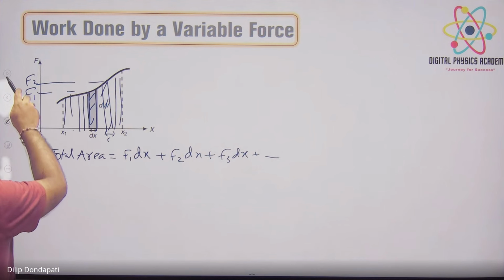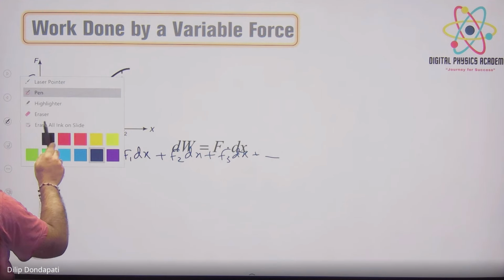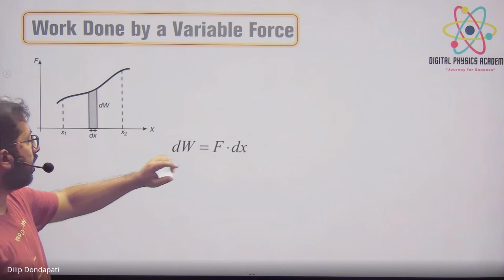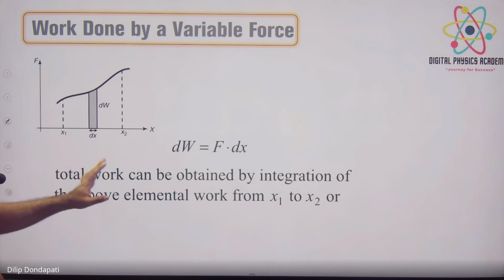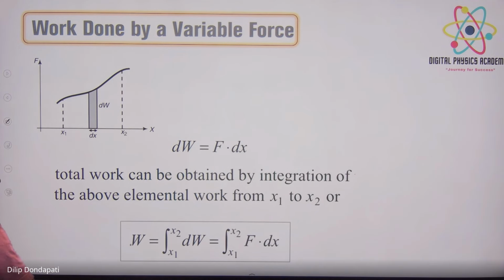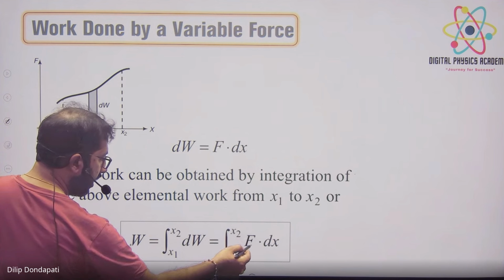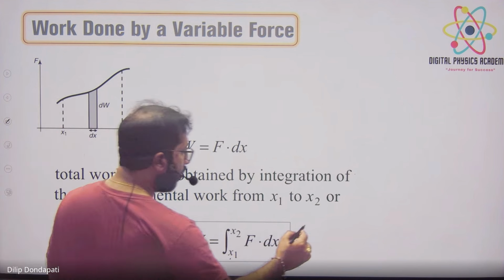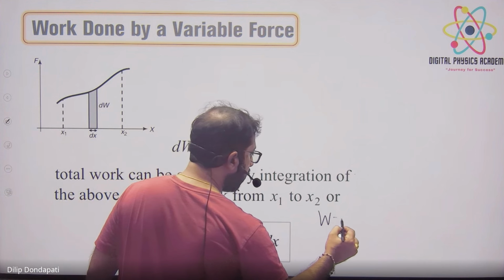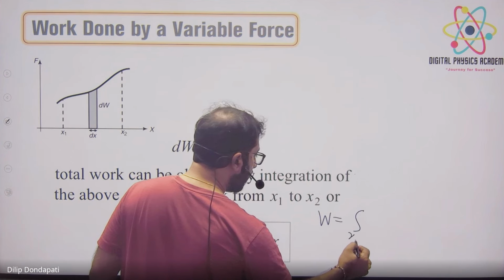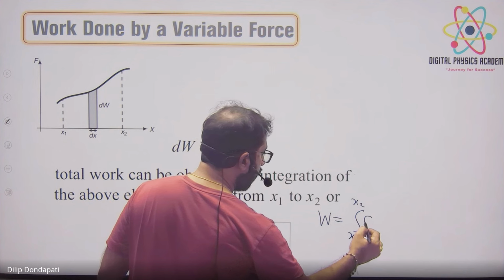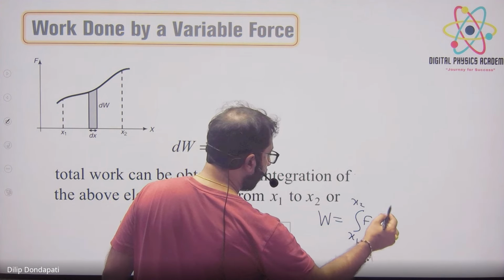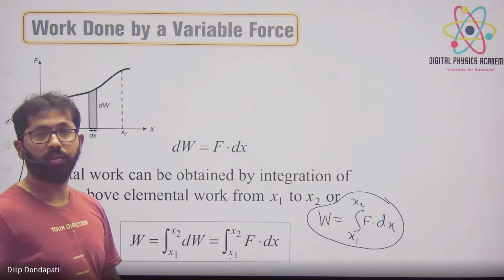How will we find the total work done? Simply, f dot s is a small work done. For the total work done, we have to integrate that small work done from x1 to x2, f dot dx, and we'll get the work done. So whenever the force is variable, use this formula: W is equal to integral x1 to x2 f dot dx. This is the formula.